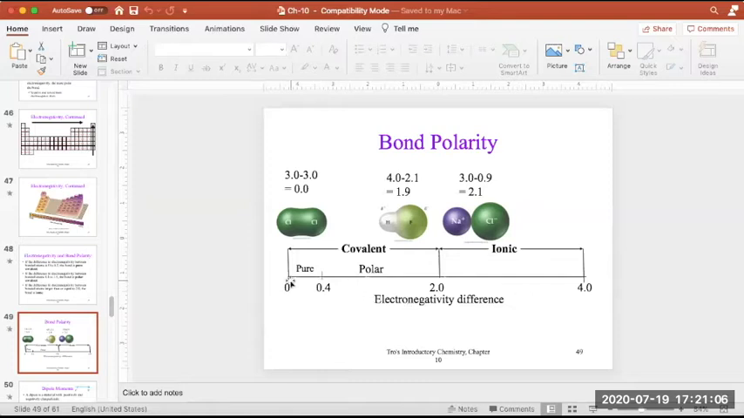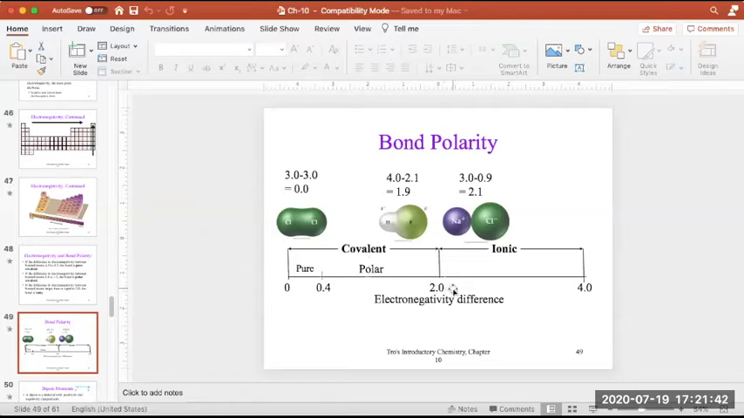So you see this scale goes from 0 to 4. If the number comes out between 0 and 0.4, that means the bond is pure covalent. Means the sharing of electrons is perfect. None of the elements is snatching or pulling the electron. They are both equally strong. If the number comes out between 0.4 and 2.0, that means one of the elements is a little bit stronger compared to the other one. That's why you can assign some positive and negative charge.